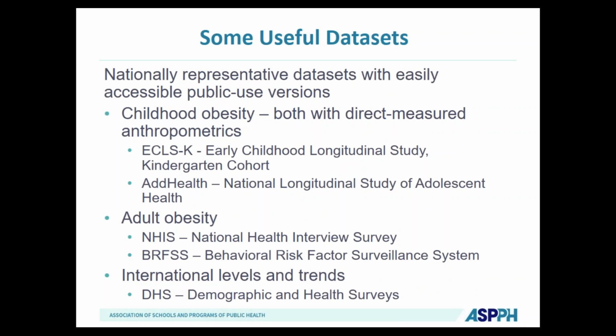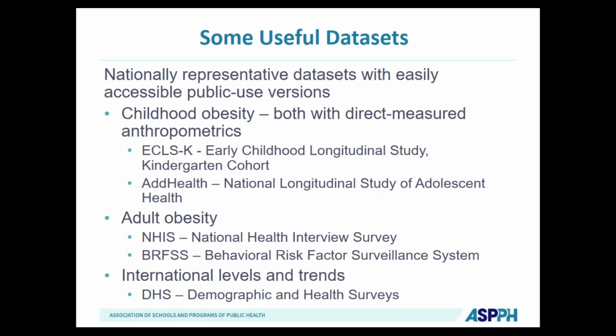For research on childhood obesity, two data sets that I like a lot are the Early Childhood Longitudinal Study Kindergarten Cohort and the National Longitudinal Study of Adolescent Health. These both have directly measured anthropometrics at multiple points in time, as well as a lot of contextual variables, family, neighborhood, school, pieces of information that would be relevant to understanding obesity.